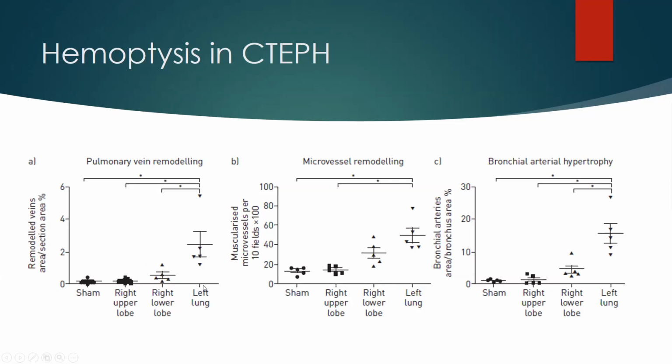So very minimal remodeling in the right upper lobe where there's no obstruction, right lower lobe where there is some repeated embolization, and then the left where they completely ligated. So definitely concordant, and tells us that they have abnormal remodeling and then get some hypertrophy associated with that.